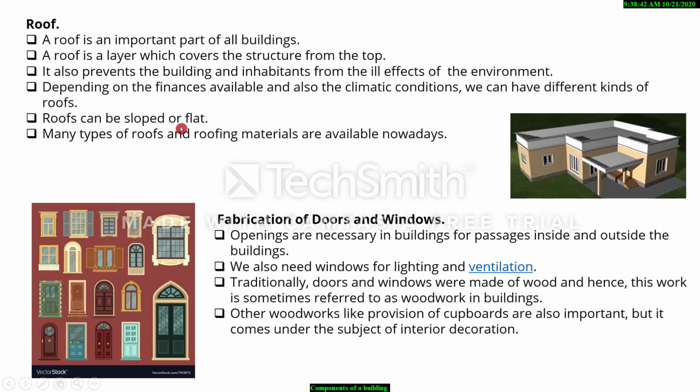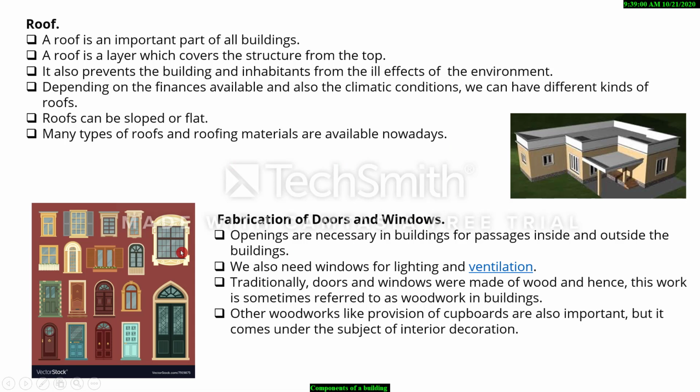A roof can be sloped or flat. Normally, we will go for a flat roof in the case of reinforced concrete buildings. And in some cases, we will go for truss work, so it will be a sloped roof. Many types of roofs and roofing material are available nowadays.